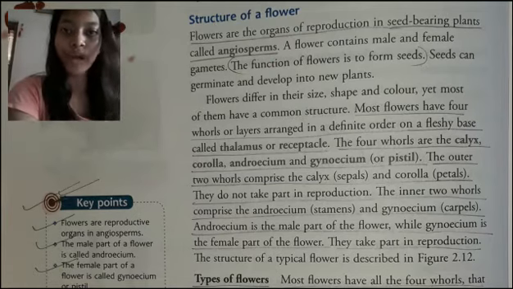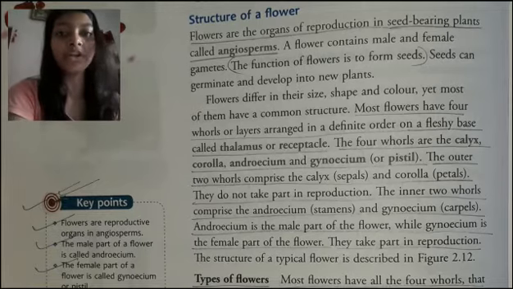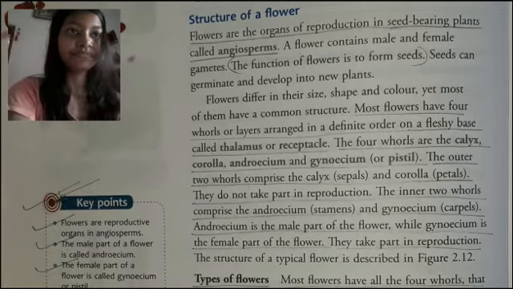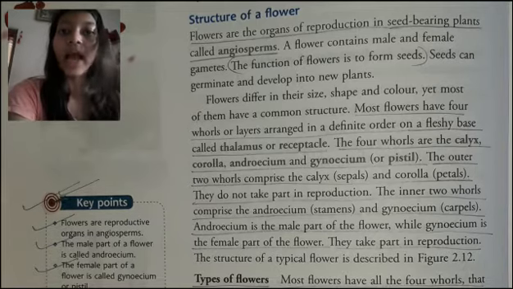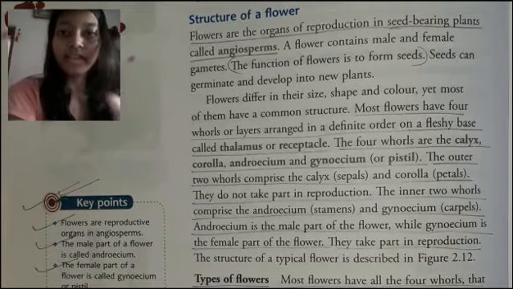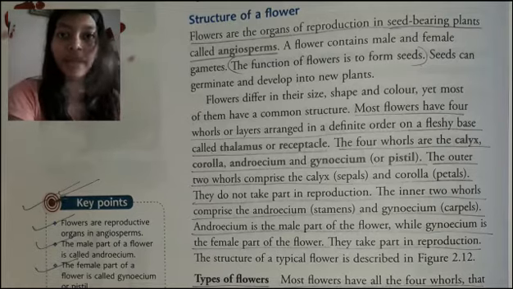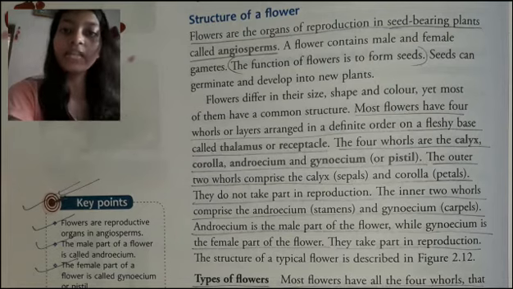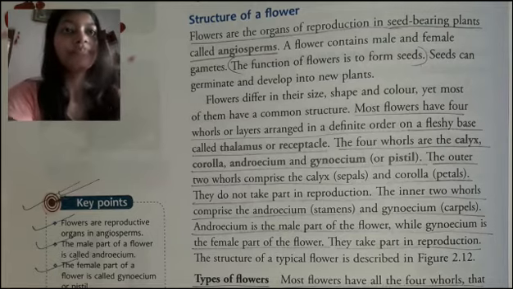The function of flowers is to form seeds, to produce seeds. This is the main function of a flower. Seeds can germinate and grow into new independent plants. As we can see in our day-to-day life also, when a seed of a tree or a plant falls on the soil, it eventually becomes a new independent plant over a few weeks or months.